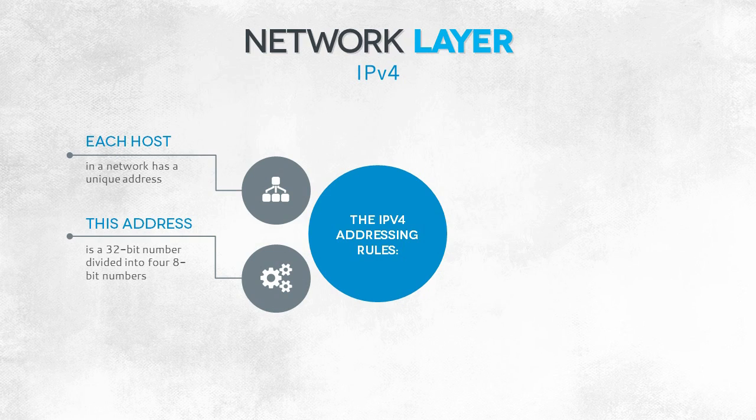IP version 4 consists of a 32-bit number divided into 4 octets. Octets are separated by dots. This is for users' convenience. Computers treat it as a uniform byte stream.